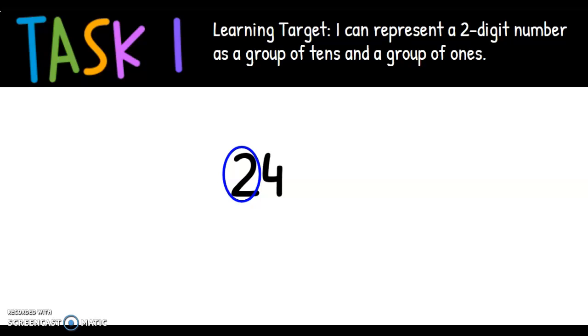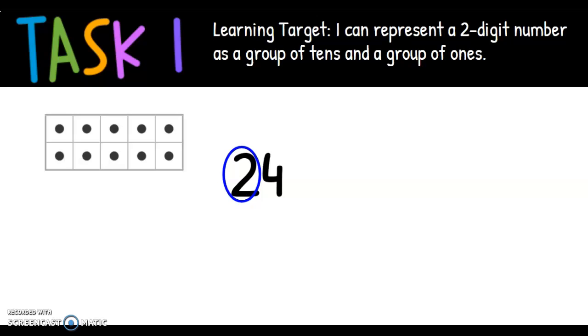So what we're going to do today is build this number. We're going to represent this number using 10 frames. So how many 10 frames would it take for me to build the number 20, the number represented by this 2? Let's see. Here's one 10 frame. One 10 frame contains 10 dots. Does this 10 frame represent this digit? No, they're not the same, are they? What do we need?